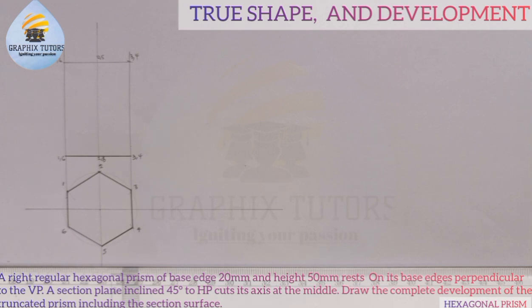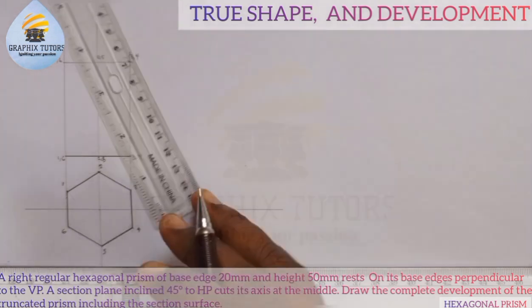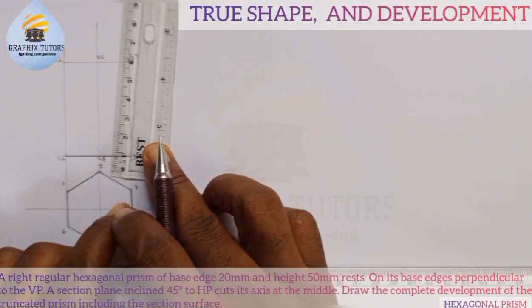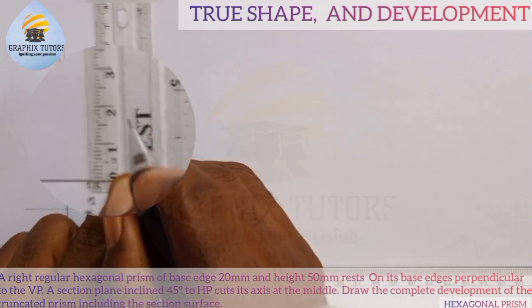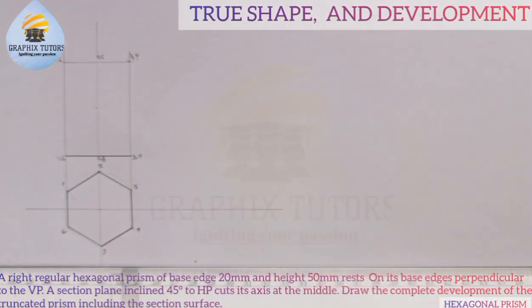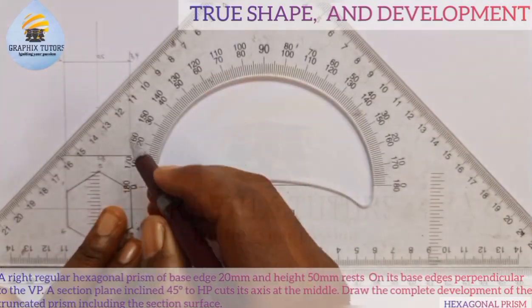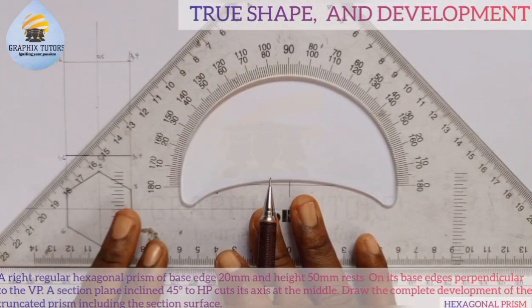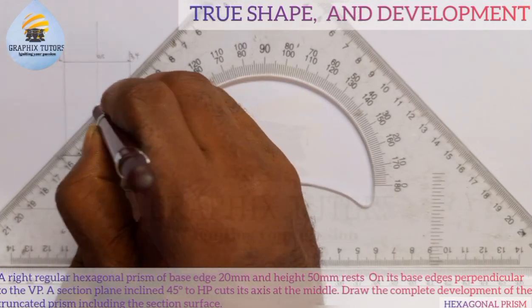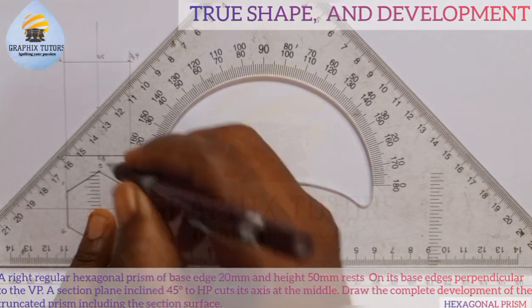Now after we've done that, we're told that a cutting plane cuts this hexagonal prism at an angle of 45 degrees through the center, right? Now half of 50 is 25. Half of 50 is 25. So if I measure 25 from here to here, this is 25. Then I'll take my 45 degrees set square, right? And I'll place it here. And I'll place it here. So this is at an angle of 45 degrees when you place it this way. And if I move it to the center, half of this prism, which is 25, I'll now draw a section plane.